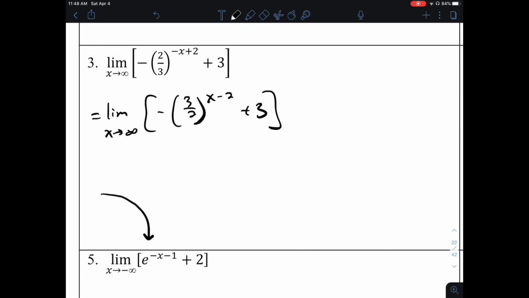So it's going to look like so. And if it is like so, this horizontal asymptote is at y equals positive 3, because this shifts it up 3. So as we go right forever, it's going to negative infinity.